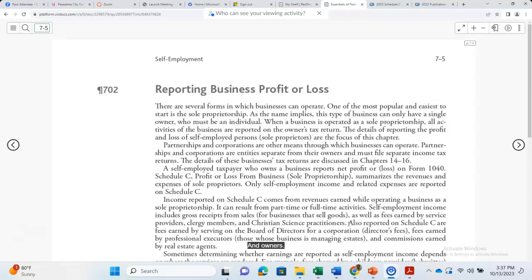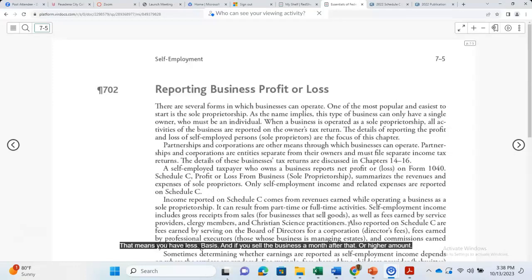And owner's withdrawal will cause a reduction of owner's capital at the end of the year. Even a personal withdrawal as a sole proprietor? There is no personal withdrawal. It's just business. It's a business checking account. You withdraw, you call it owner's withdrawal. And owner's withdrawal means the owner's capital goes down. Owner's capital goes down, that means you have less basis.